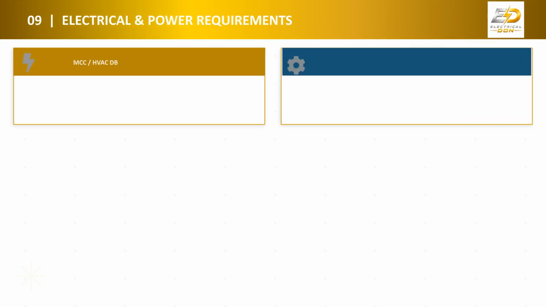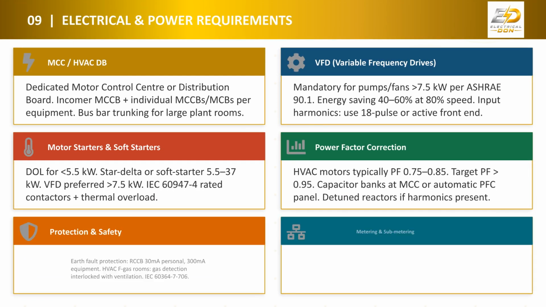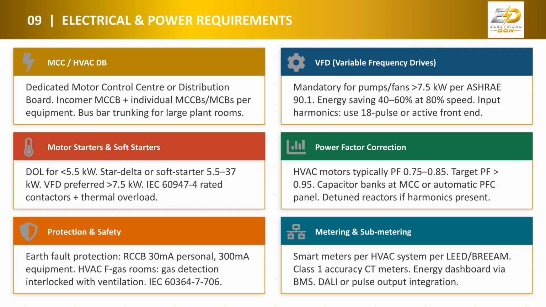Electrical and power considerations for HVAC start with the MCC or distribution board. Variable frequency drives, or VFDs, are mandatory for pumps and fans above 7.5 kilowatts per ASHRAE 90.1, offering significant energy savings. Power factor correction is necessary to achieve a target PF of over 0.95. Safety is paramount, involving earth fault protection and gas detection in refrigerant rooms. Finally, smart metering per system is often required by Green Standard.